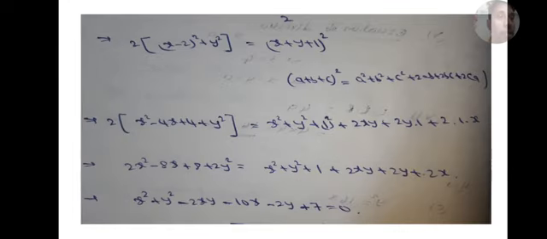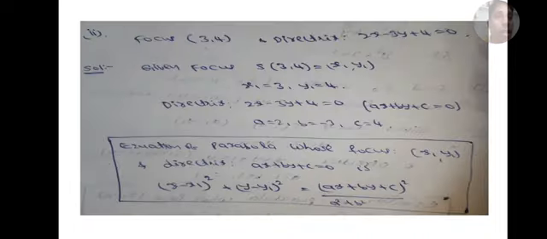Substitute and simplify. In the RHS use the (a + b + c) whole square formula. In the LHS it is the (a − b) whole square formula, and the RHS is the (a + b + c) whole square formula.